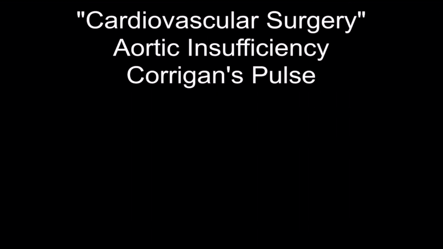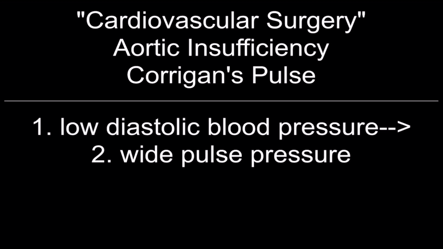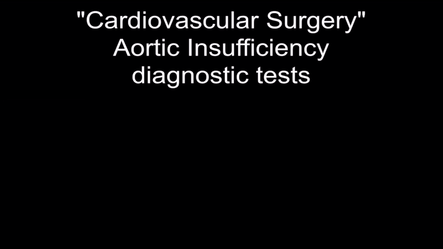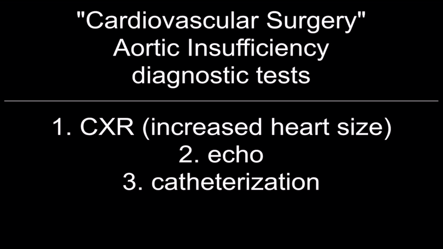Aortic insufficiency, what is Corrigan's pulse? Low diastolic pulse pressure and wide pulse pressure. Aortic insufficiency, diagnostic tests. Chest x-ray, increased heart size, echo, and catheterization.